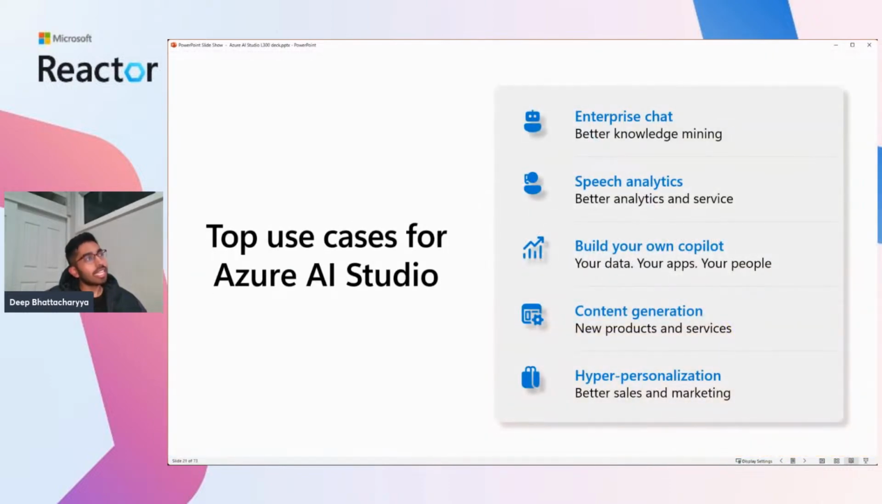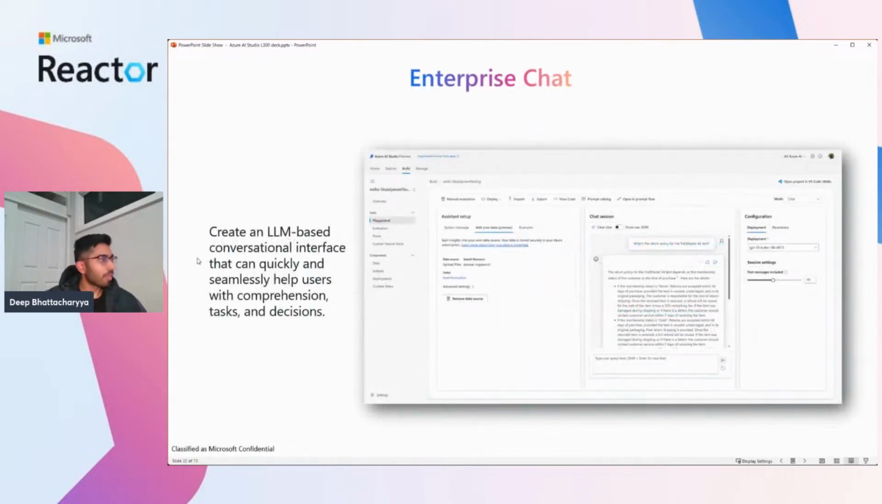Awesome. Some of the use cases that we've seen that are great for AI are things like enterprise chat, where you're using a knowledge base that you might have, and speech analytics, where you're analyzing recordings perhaps from meetings or from customer interactions to see what people are saying. These two are sort of related, enterprise chat and build your own Copilot. Content generation, we've covered this one before, and then personalization for sales and marketing. Create an LLM-based conversational interface that can quickly and seamlessly help users with comprehension, tasks, and decisions.